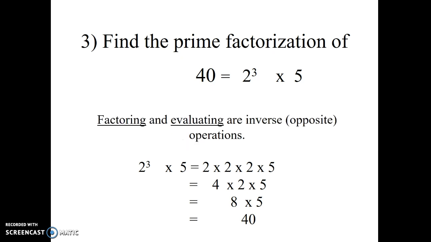Because factoring and evaluating are inverse operations, which means they are the opposite of each other. They help each other out. If I want to factor something, to check it, I evaluate. If I evaluate something, I might want to check it by factoring, sometimes.